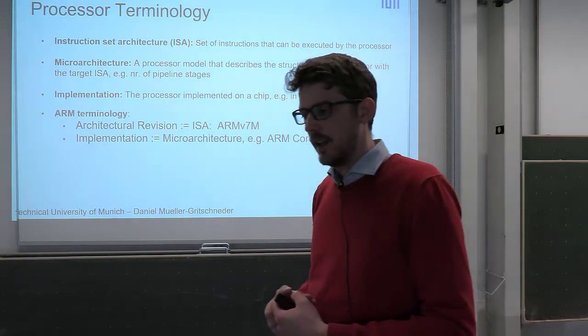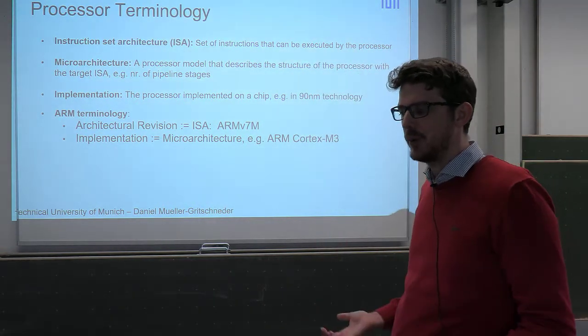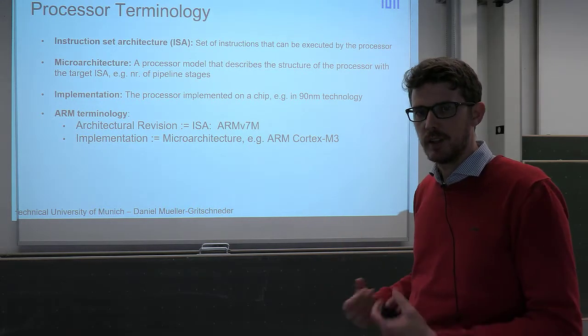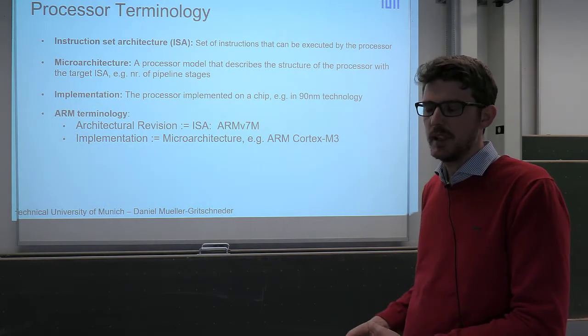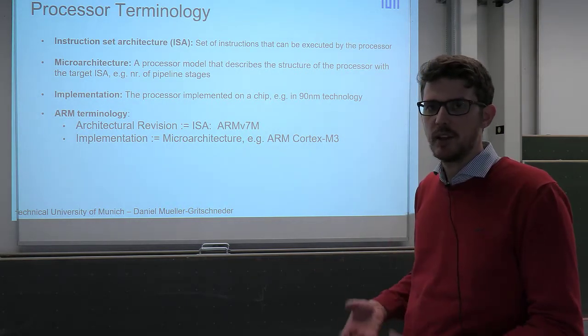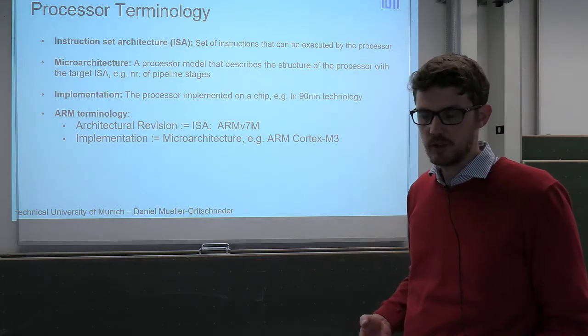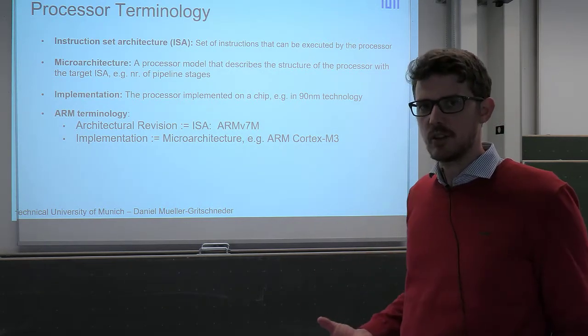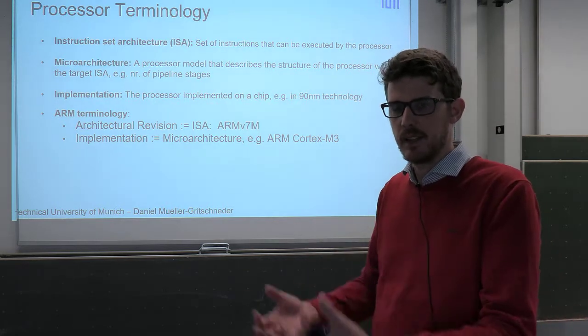So there might be different processors which understand the same ISA, and they might have a different structure internally. They might be a single cycle processor, a pipeline processor with 3 stages, or a pipeline processor with 5 stages. And this is then called the microarchitecture. So there could be different microarchitectures, but they're executing the same ISA.